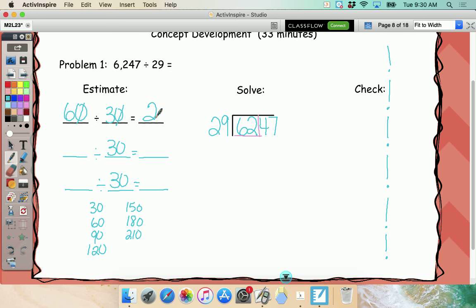How about Eileen? Eileen, what do I write in the guess and check? 2 times 29? Okay. I think that's what she said. Does the 2 work? Yes. Okay. Do I want you doing this in your head right now? No. Where do I write the 2? On top of the 2.